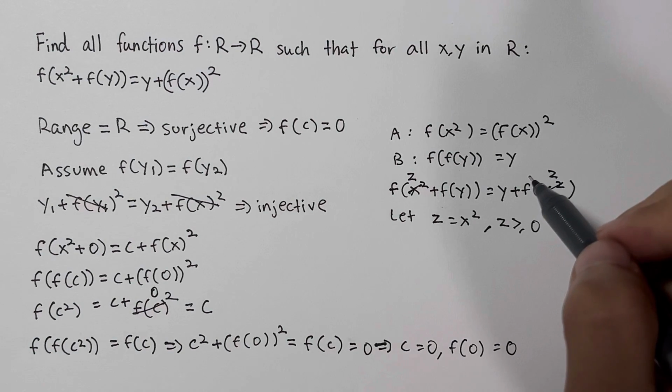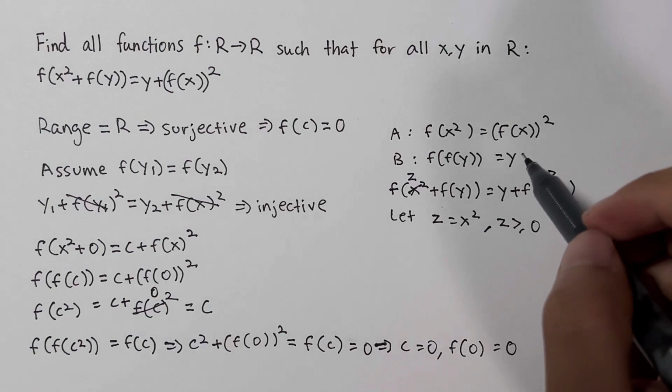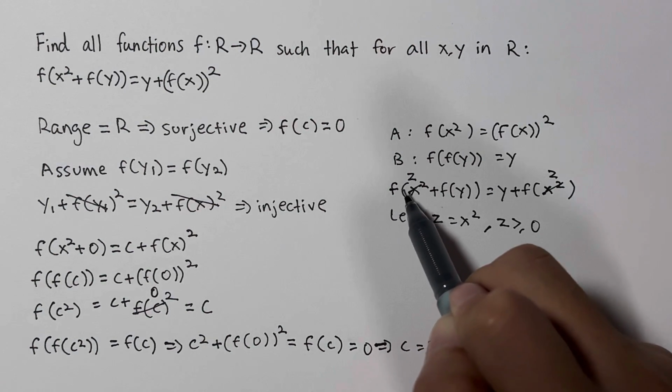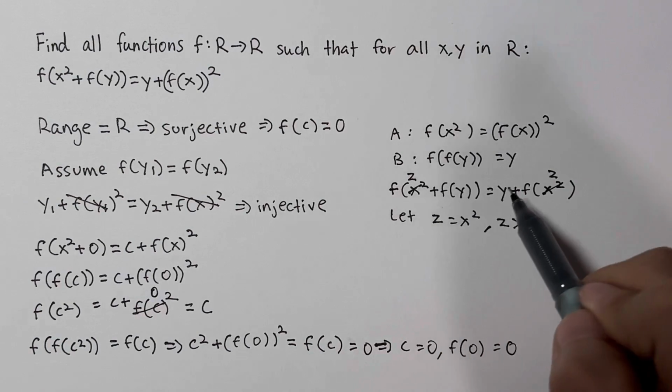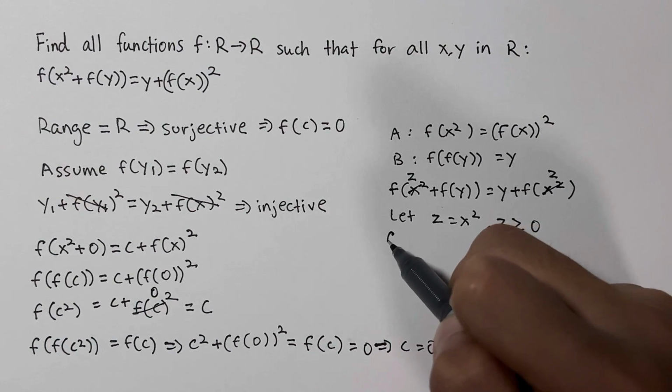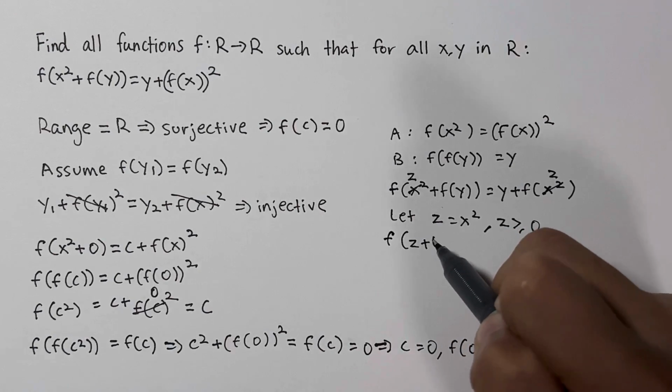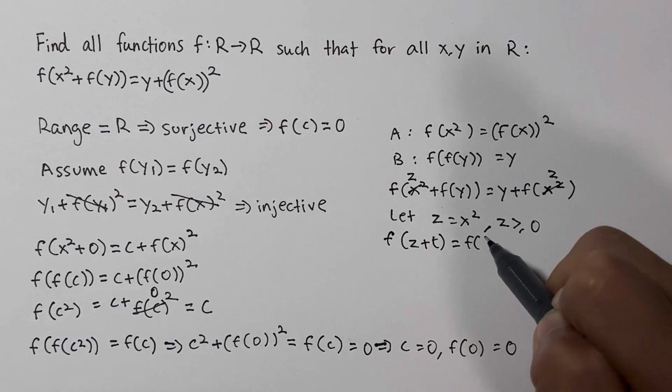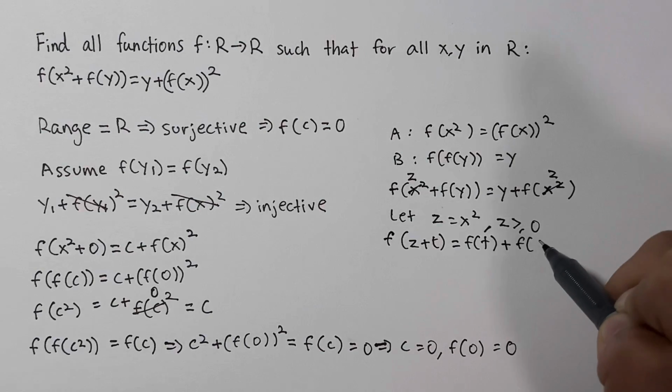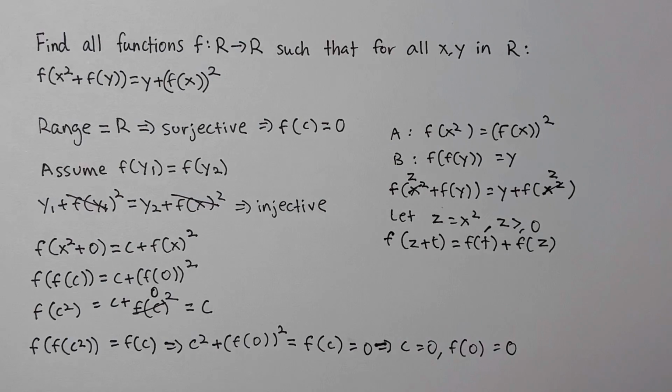More usefully, let's substitute y equals f(t) into our last equation. So we'll have f(z) plus f(t) equals f(t) plus f(z), which gives f(z + t) equals f(t) plus f(z). This holds for all z greater than or equal to 0, and for all t belonging to R. So this is almost in the form of the famous Cauchy's functional equation.